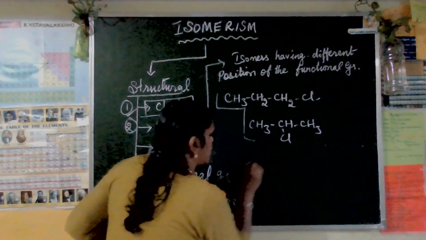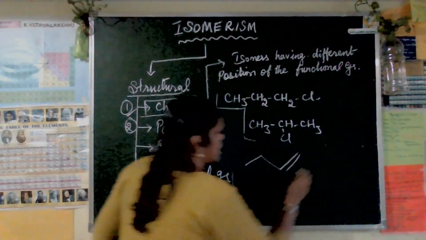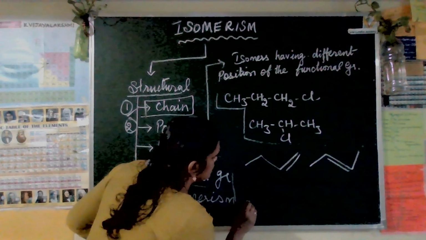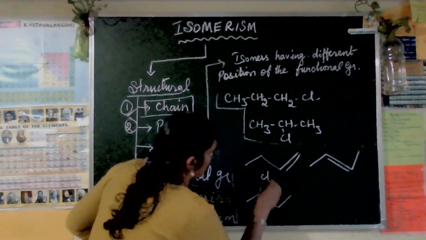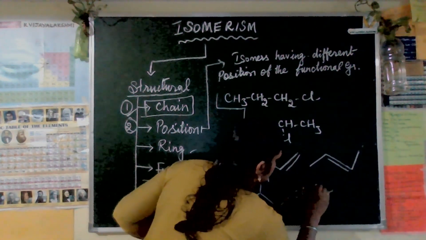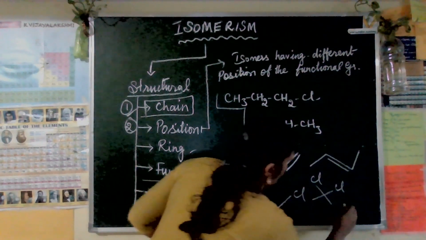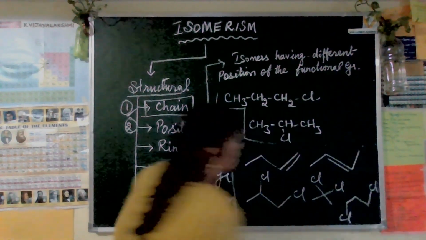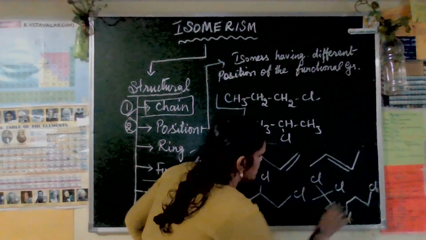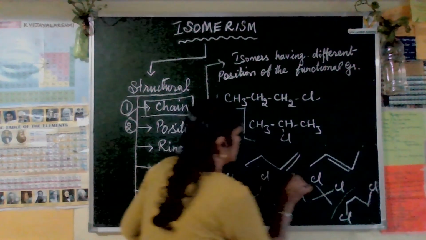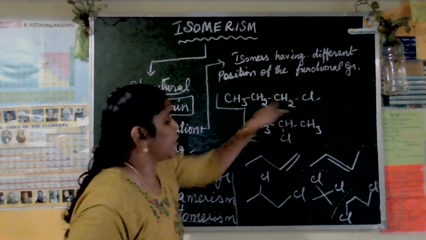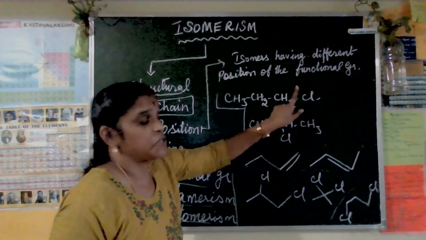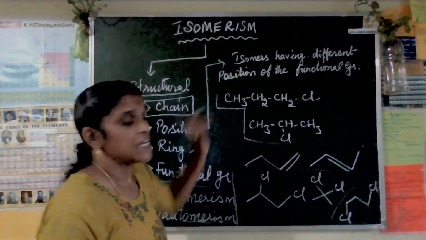Now I will give one more example. Here the double bond is attached over here. Now the double bond is attached in the middle. The same way here, Cl, here Cl, Cl and Cl. Now what is the difference between these? Here you see 1-chloropropane and 2-chloropropane. Same molecular formula, but the substituent group is attached in different places, so they differ in that.